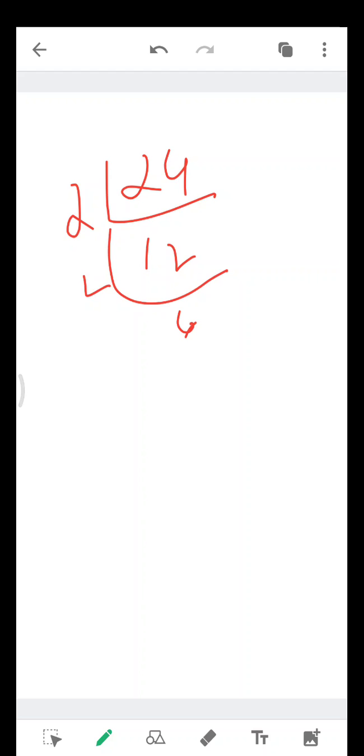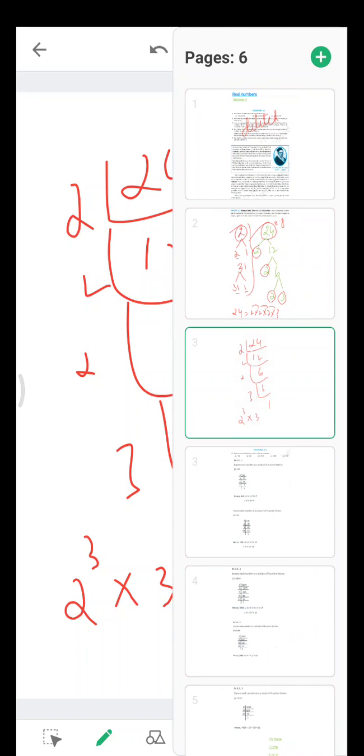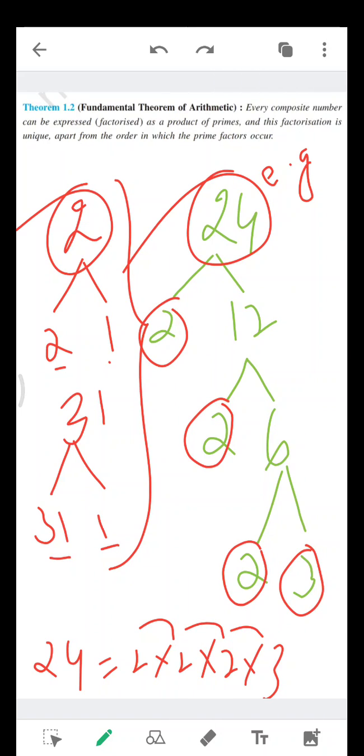You can find the factors by the division method also. 2 12 times, 2 6 times, then 2 3 times, then 3 1 time. So factors of 24 are 2 power 3 into 3. So either you find in the division method or you find by using tree diagram, the factors are the same. And this factorization is unique apart from the order in which the prime factors occur.